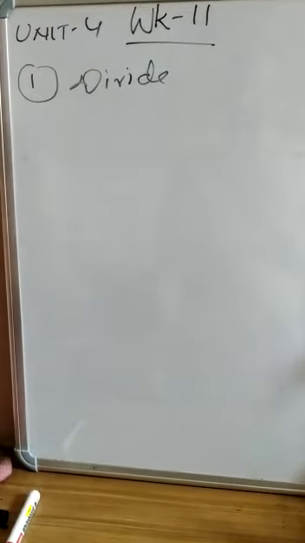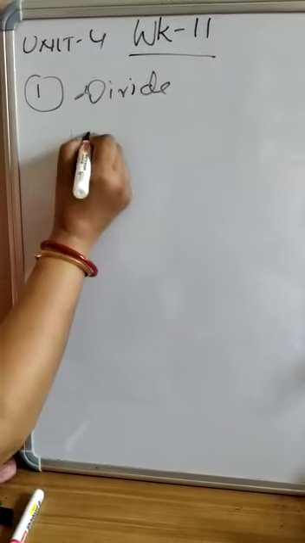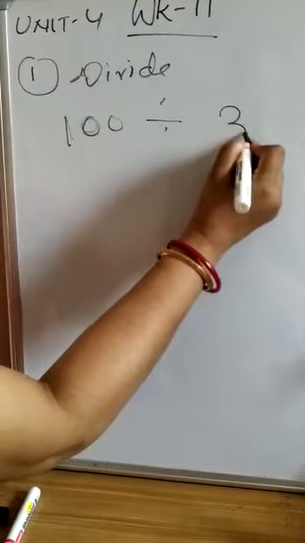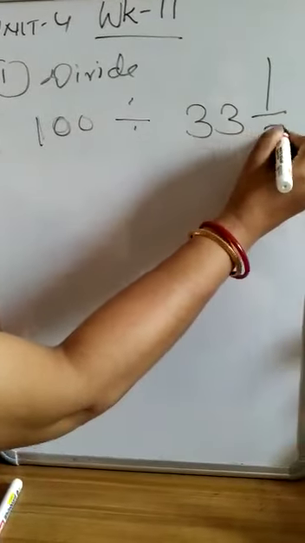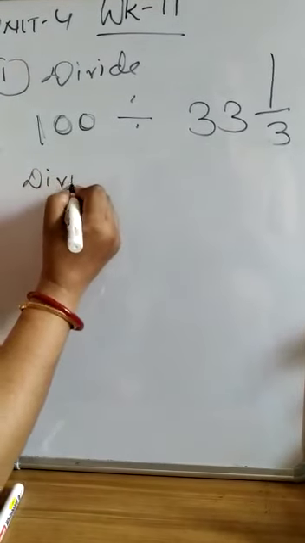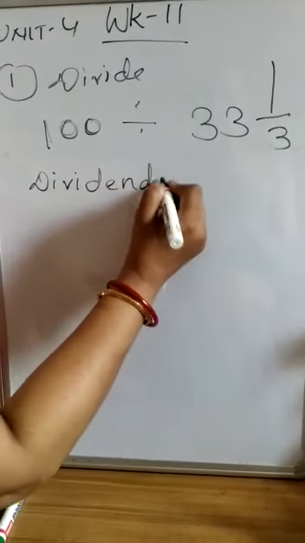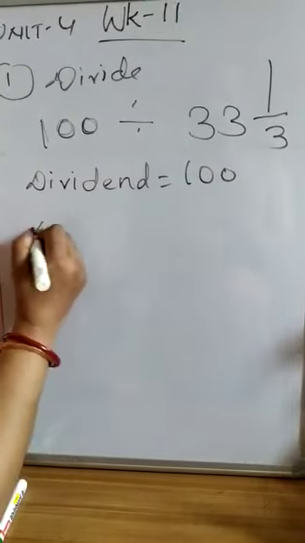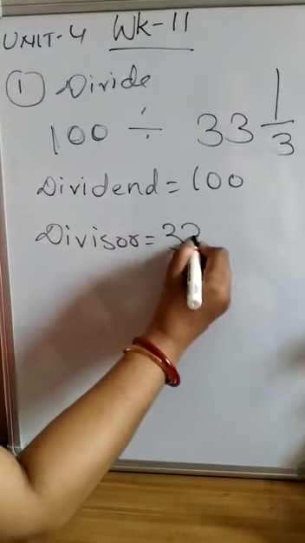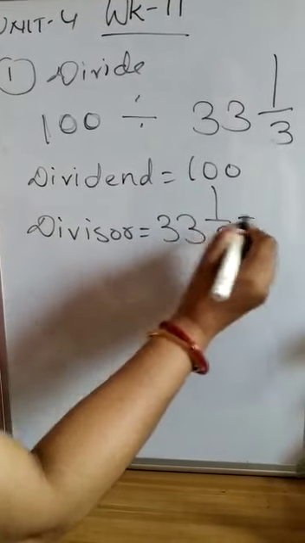Here, the example is 100 divided by 33 1 by 3. Here 100 is the dividend. What is the dividend? Dividend is 100. And what is the divisor? Divisor is 33 1 by 3. So let us change it.